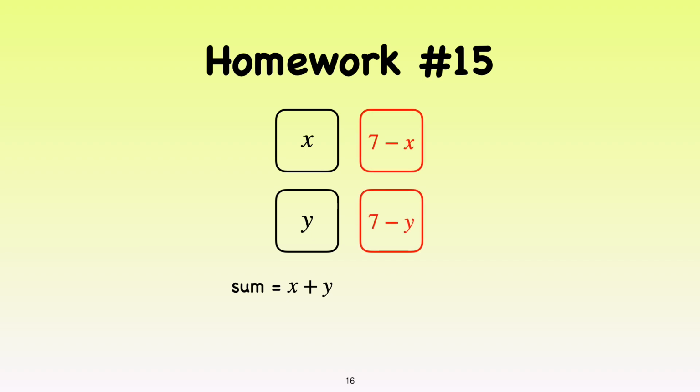Adding those 2 expressions together gets us 14 minus x minus y, because their sum is 7 minus x and 7 minus y. That would be true no matter how the dice were rolled. We have used algebra to generalize what's happening.